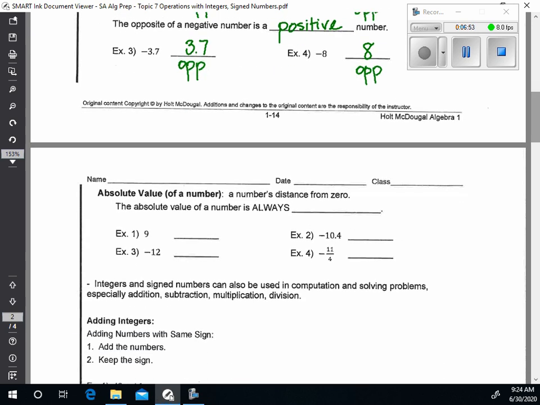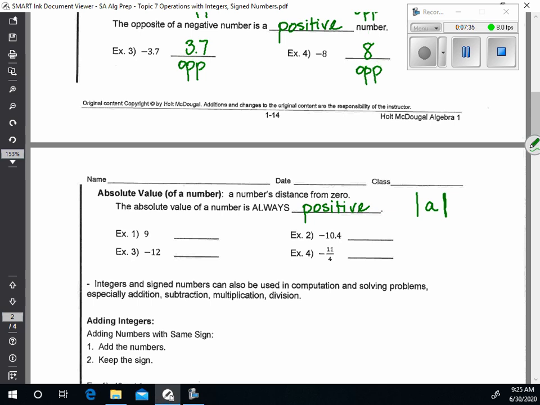Absolute value is a number's distance from 0. How far is a number from 0? Key thing to keep in mind here, the absolute value of a number is always positive. The absolute value of a number is always positive. And in terms of notation, absolute value is given with the double bars. It looks like you have two straight lines going up and down. So this would be known as the absolute value of A in symbols.